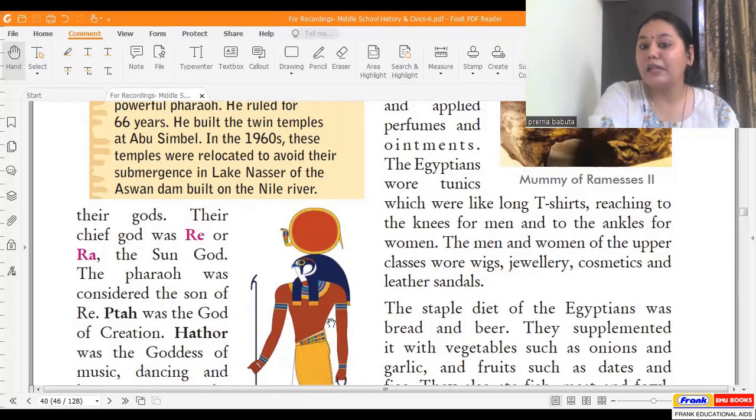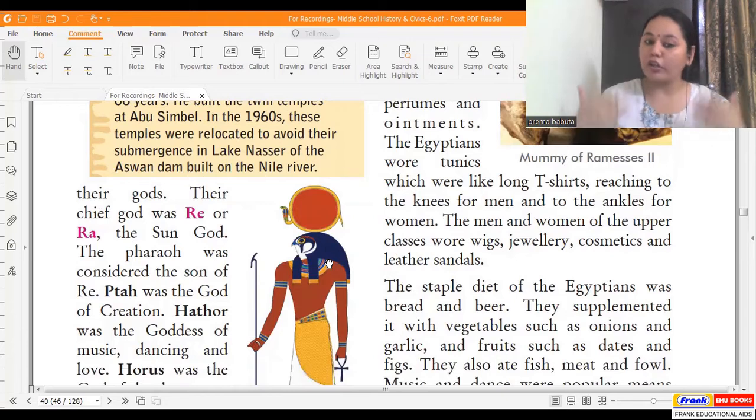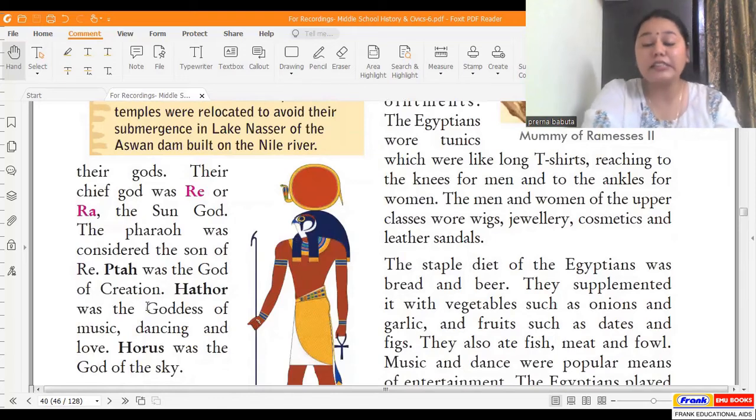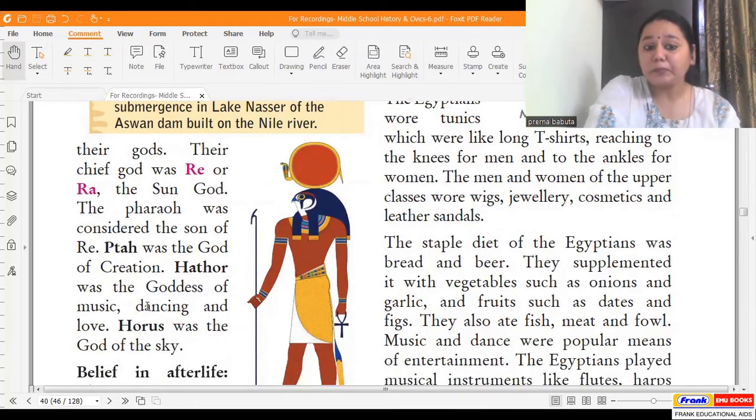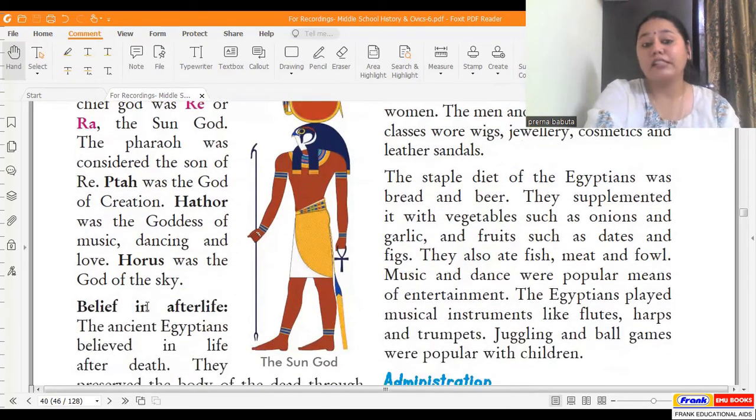So you see this god, he has the body of a human being, but a face which is a mixture of sun and snake and bird. And the pharaoh was considered as the son of Ra, or the son of the sun. Then the other god, the god of creation. Then you had Hathor, the god of music, dancing, basically the god of arts. Horus, the god of sky.